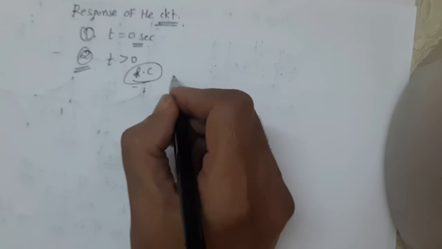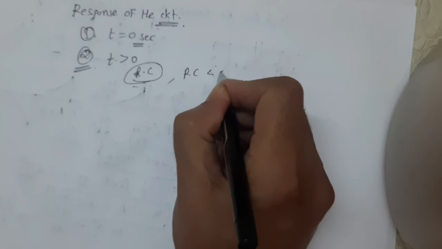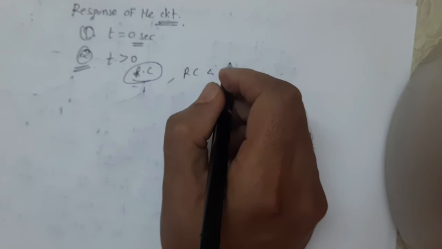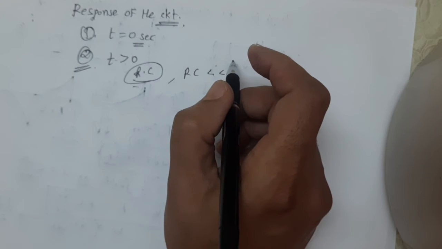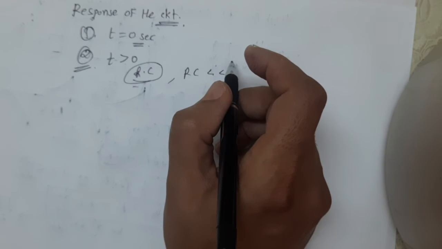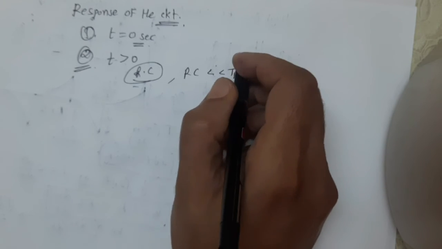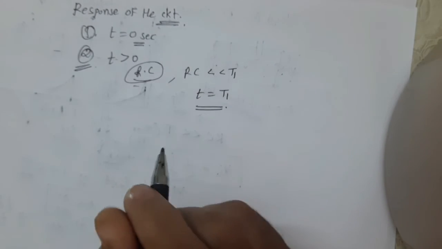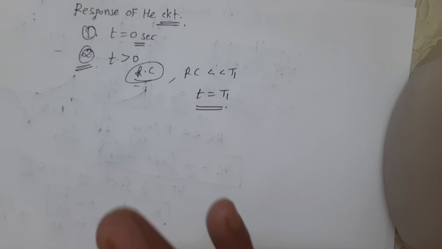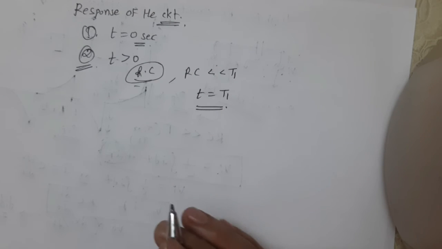Since RC is very much less than T1, this is our condition. Charging of C, and therefore the decrease in the output voltage across R, takes place very rapidly, so that in a short time the output voltage is reduced to zero and is maintained at zero till the instant t is equal to capital T1. So here the output voltage reaches the zero value.